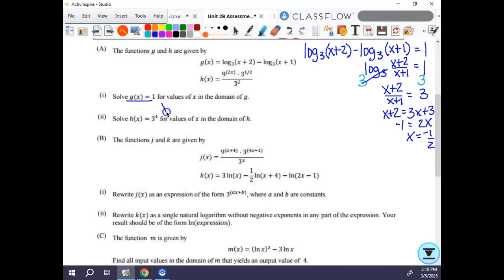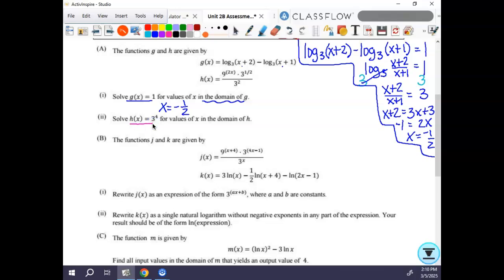So x equals negative 1/2. And it says in the domain of G, so we have to check it. Negative 1/2 right here would still give me a positive number. Negative 1/2 right here would still give me a positive number. So we're good. Any questions so far? All right, good deal. And hopefully, if you actually did this ahead of time, you are happy with what you did. All right, so now let's look at this one.